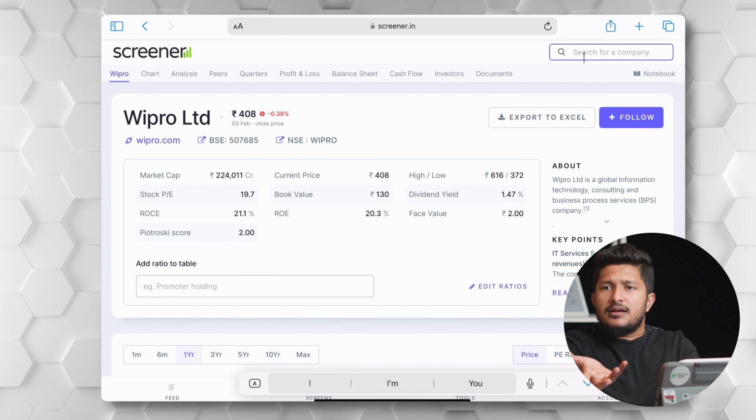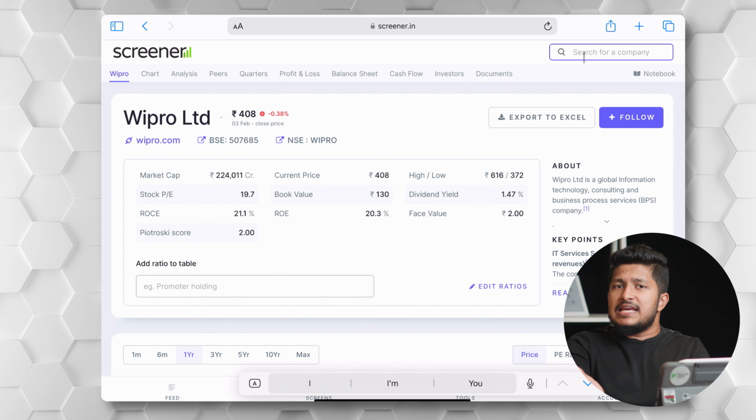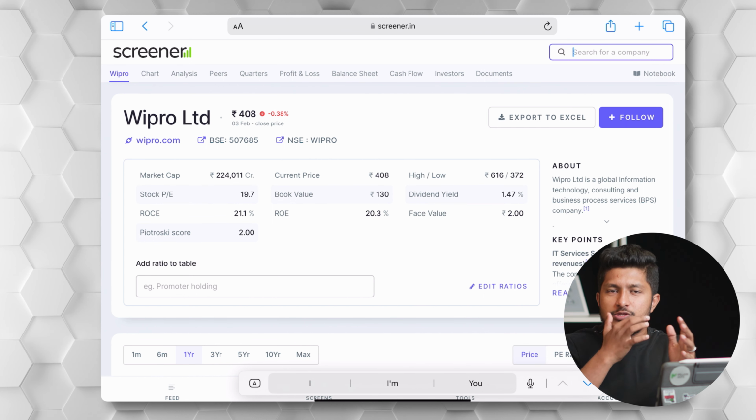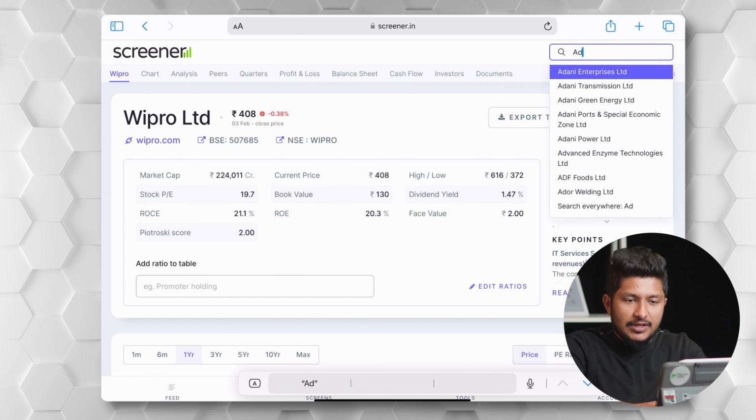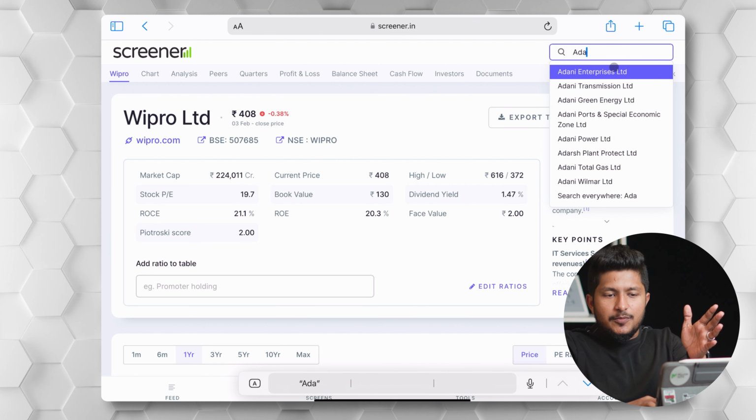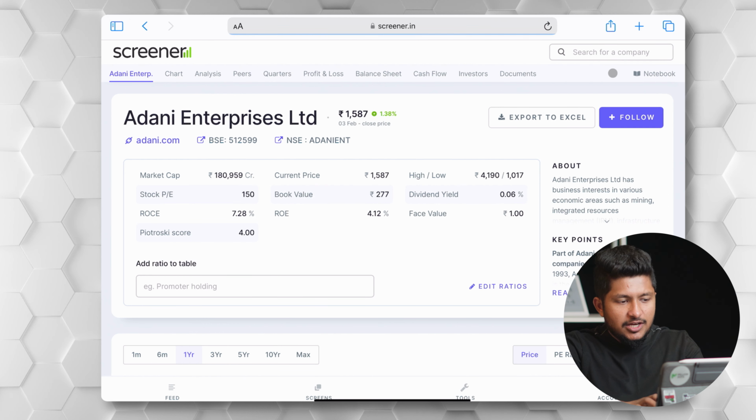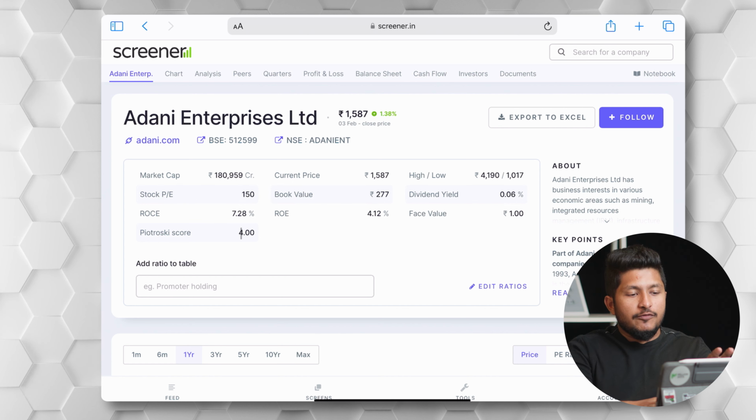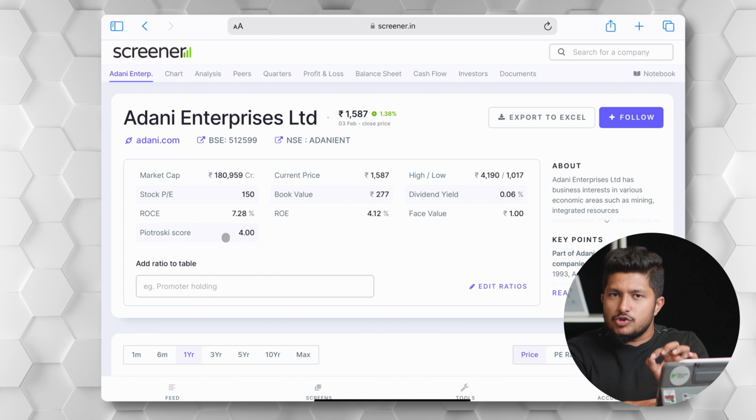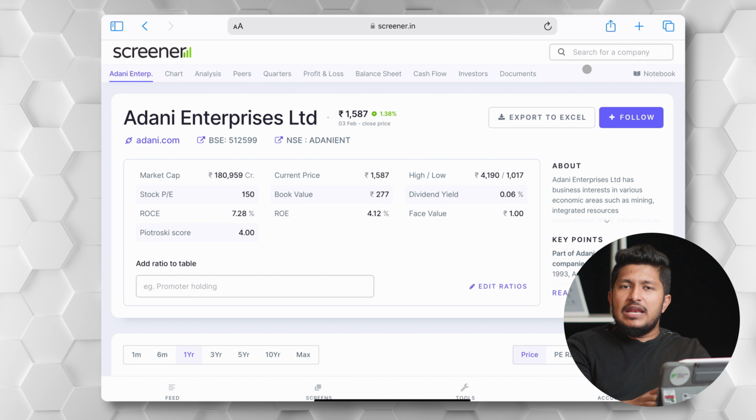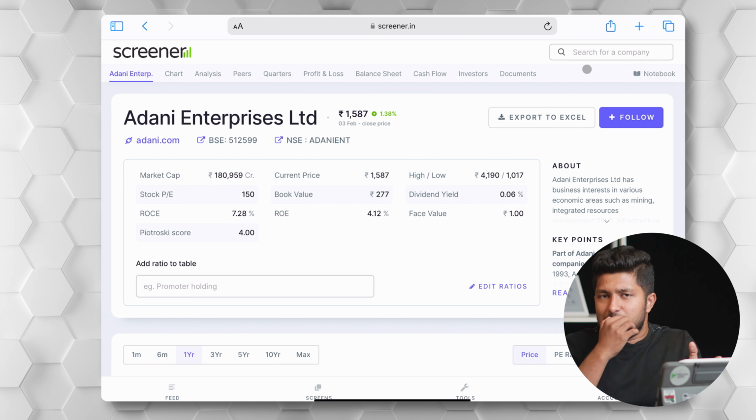Now let's look at another random stock. Let us say Adani. Adani has been in the news these times, and let us look at one of the Adani stocks. So we are looking at Adani Enterprises Limited. When you look at Adani Enterprises Limited, the Piotroski score of Adani is 4, which is also not so worthy a stock.